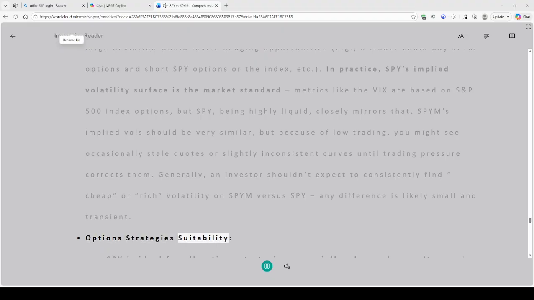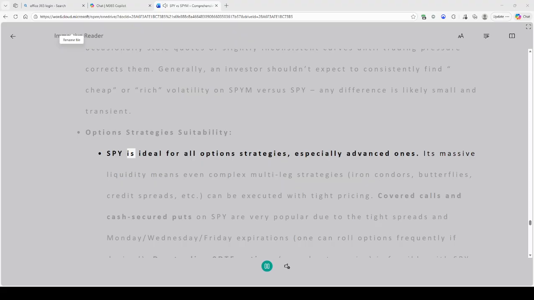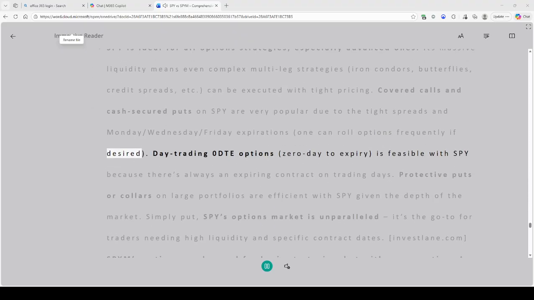Options strategy suitability. SPY is ideal for all option strategies, especially advanced ones. Its massive liquidity means even complex multi-leg strategies, iron condors, butterflies, credit spreads, etc., can be executed with tight pricing. Covered calls and cash-secured puts on SPY are very popular due to the tight spreads and Monday, Wednesday, Friday expirations. One can roll options frequently if desired.